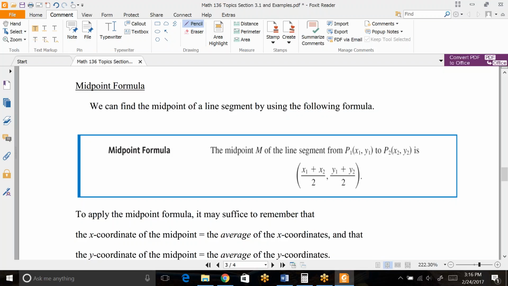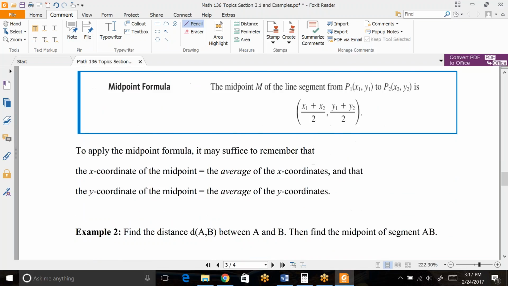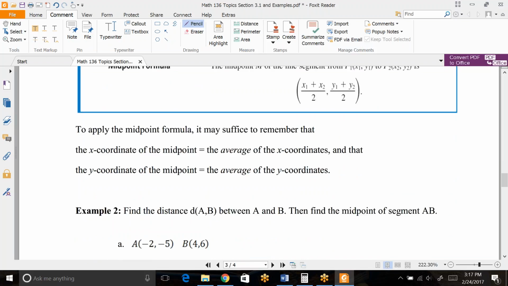Notice in midpoint there's no subtraction in the original formula. If you are dealing with negative numbers, it sometimes could turn into subtraction, but the original formula should be set up with addition. And so this is just saying what we just said. It's an average of each.